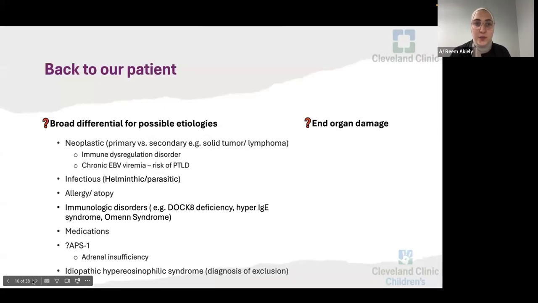Now, when we go back to our patient, it was not an easy case just because of his complex history, which made the differential for him broad from the start, including his risk of neoplastic diseases, like primary neoplastic disorders, but also secondary ones like lymphomas and solid tumors, especially since our patient had chronic EBV viremia, thus putting him at risk of post-transplant lymphoproliferative disorder.